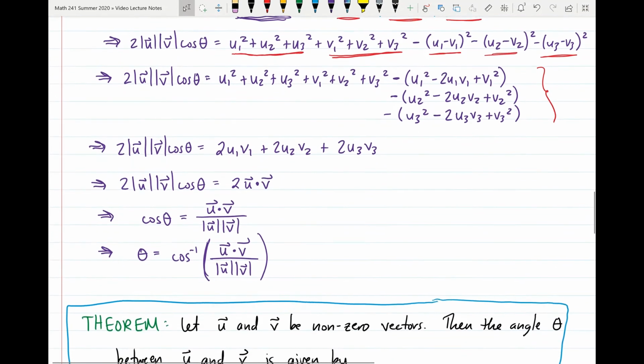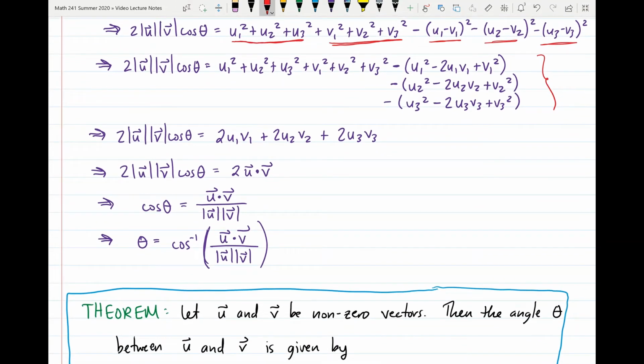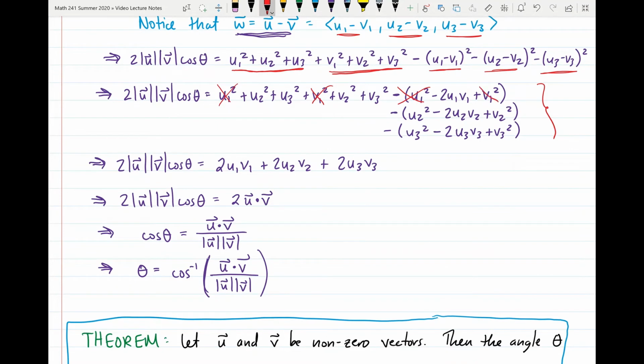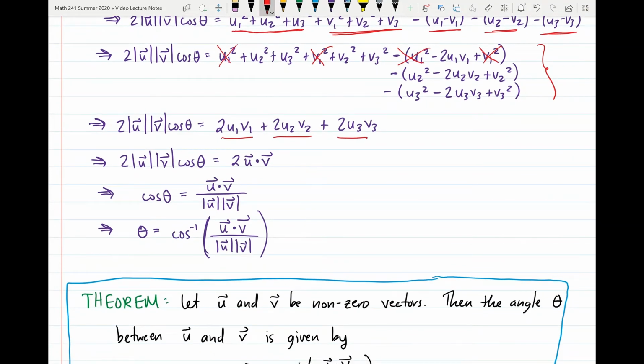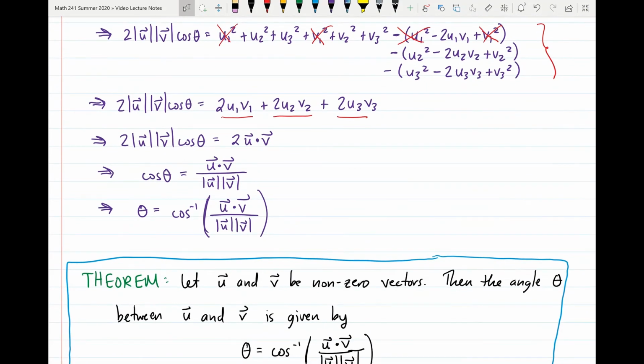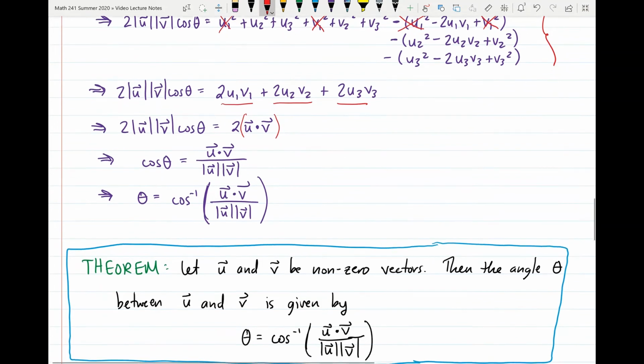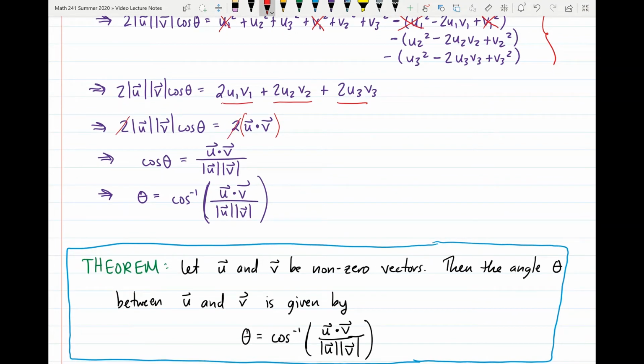And after we square those, a bunch of these terms cancel out. Let me just give one example here. We have u1 squared, that'll cancel with the minus u1 squared over here. The v1 squared is going to cancel with the minus v1 squared over here. And the same thing happens with all of our squared terms. And we're left with only 2 times u1 v1 plus 2 times u2 v2 plus 2 times u3 v3. And of course we can factor a 2 out of that, and we're left with 2 times the dot product of u and v. The 2's will cancel on either side of the equation here.